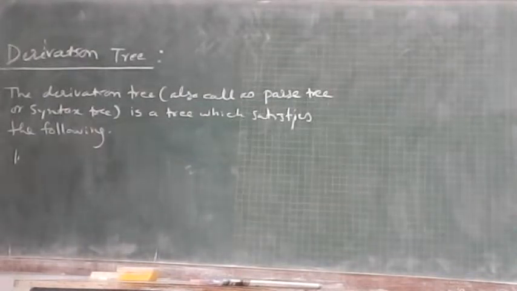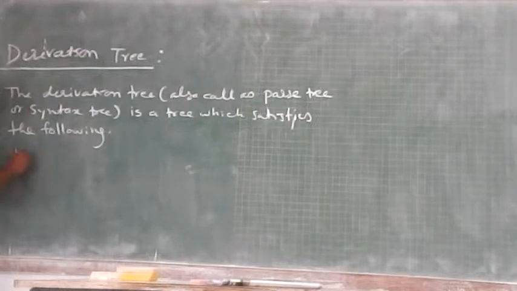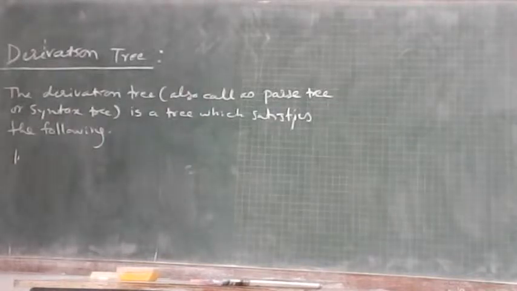In general we know that a tree is some data structure. But what is a derivation tree? To say something is a derivation tree, that tree must satisfy the following points. Okay? So in a tree there are nodes and edges. What are the terms you can use for a tree? Nodes and edges.